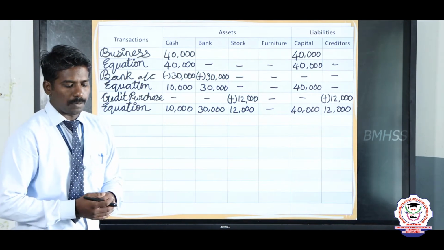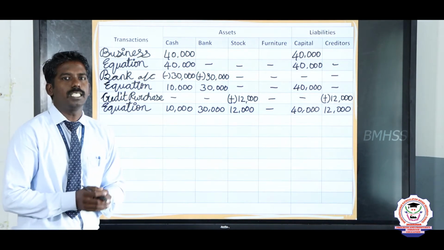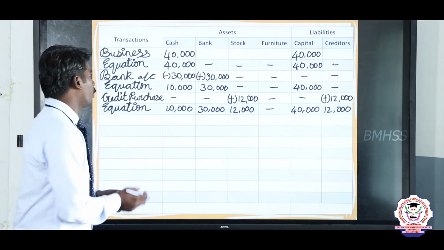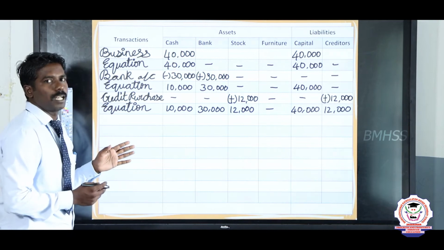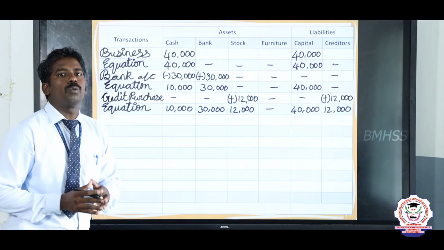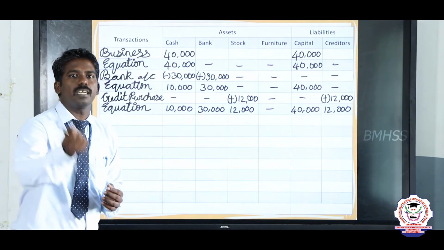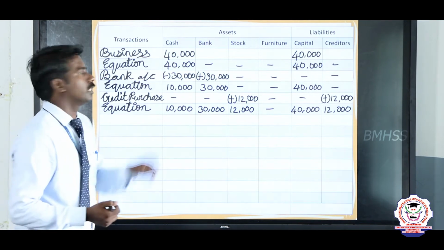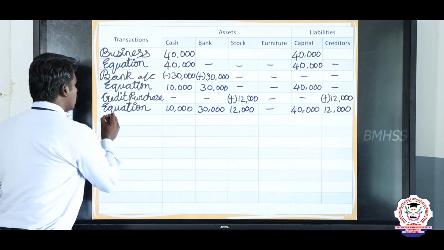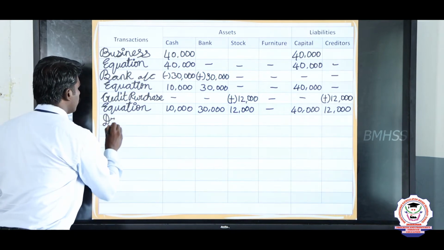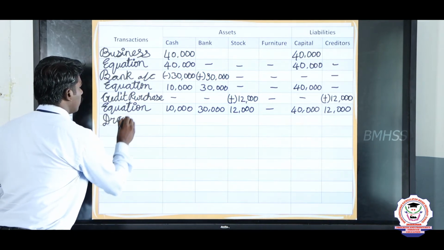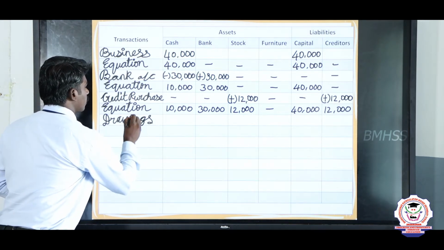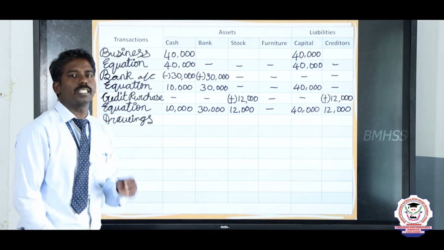Raj withdrew cash for personal use, 1,000 rupees. So write in the transaction column drawings. When the owner of a business organization takes cash for personal use, it is called drawings. So write in the transaction column, very short, drawings. So drawings is 1,000 rupees.